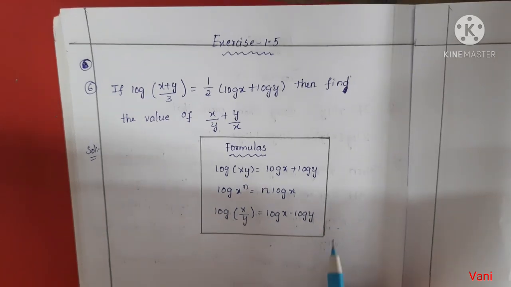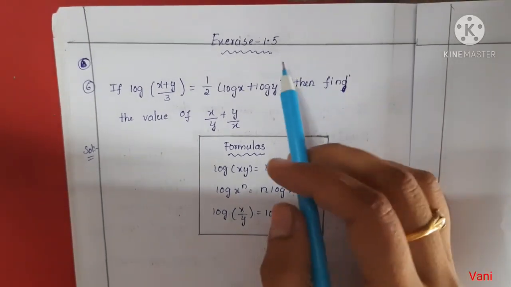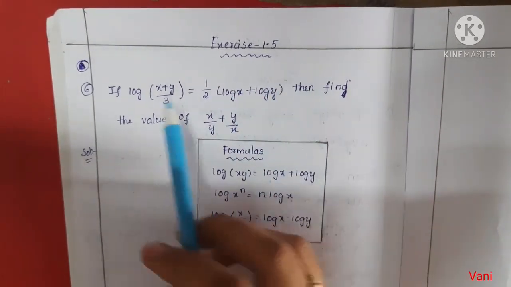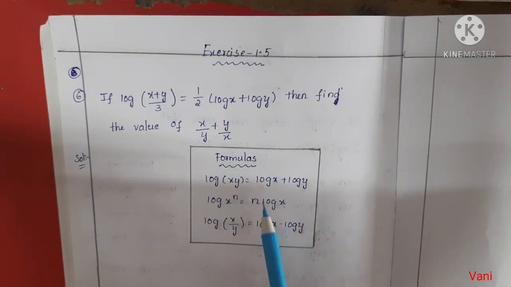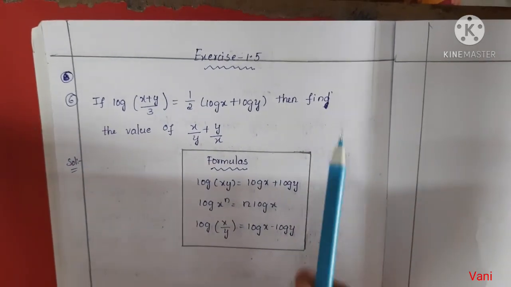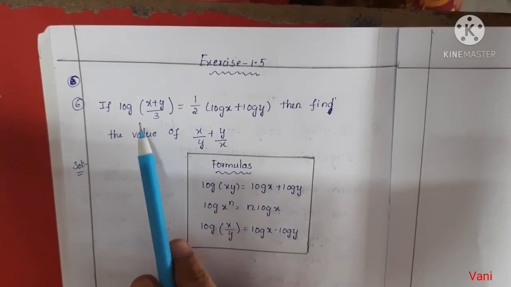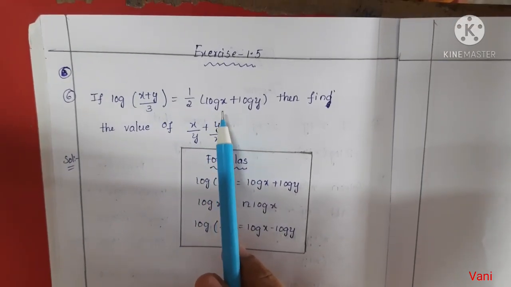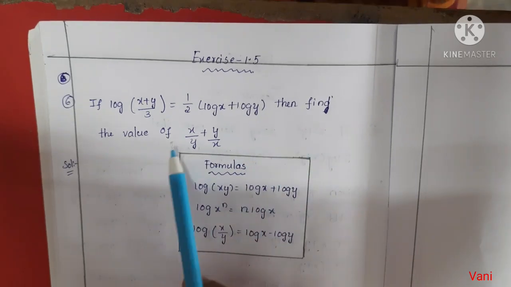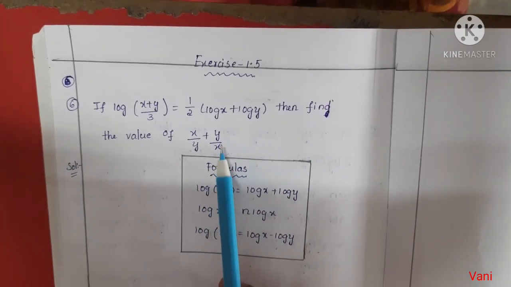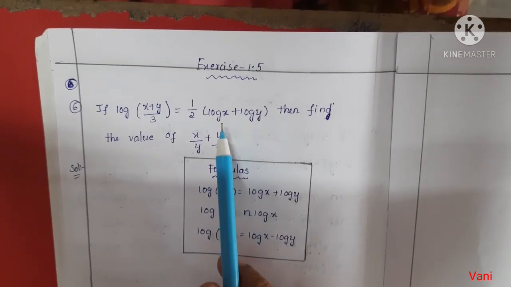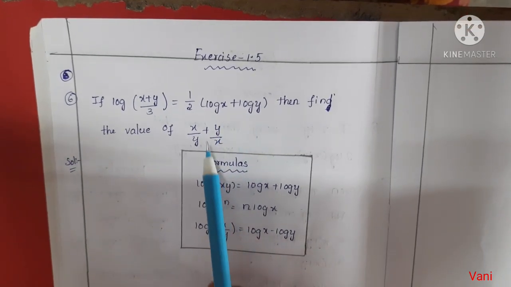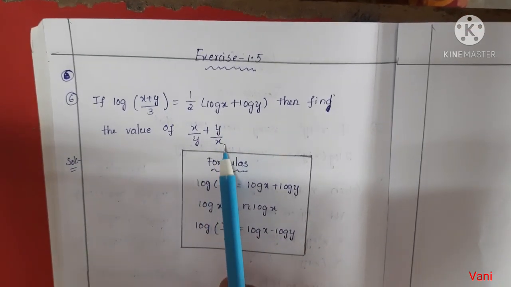Hi children, next problem. In logarithms exercise 1.5, sixth problem. This is very important for essay question. First read the question. If log of (x plus y) by 3 is equal to 1 by 2 (log x plus log y), then find the value of x by y plus y by x. So here they gave one condition and we have to find the value of x by y plus y by x.